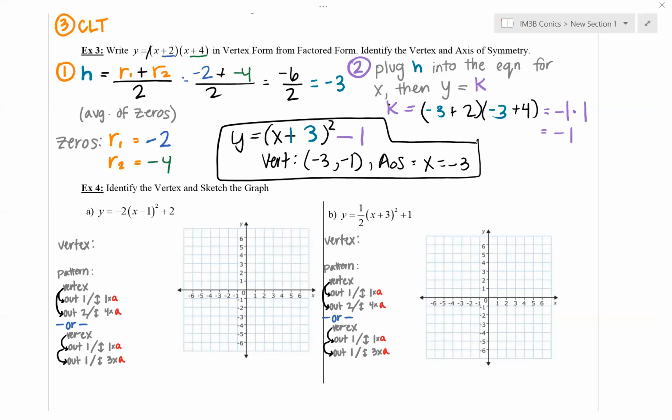And this lesson seems jumpy because we kind of have 3 different things going on, right? So we had completing the square in the first 2 examples, and then this one was totally different, and then the next one's totally different because we're just practicing graphing.